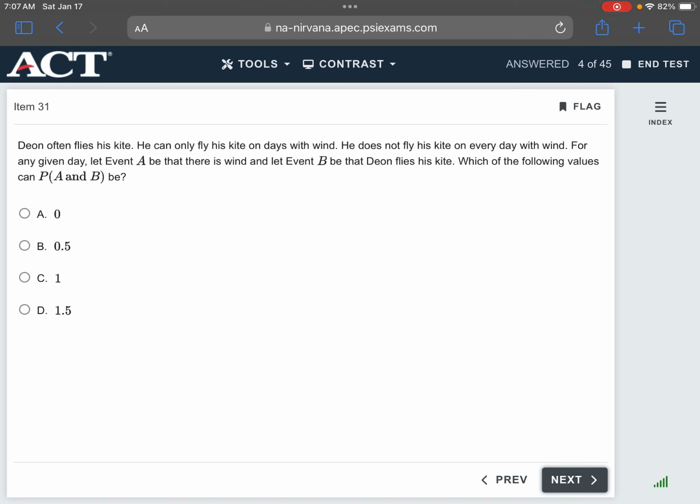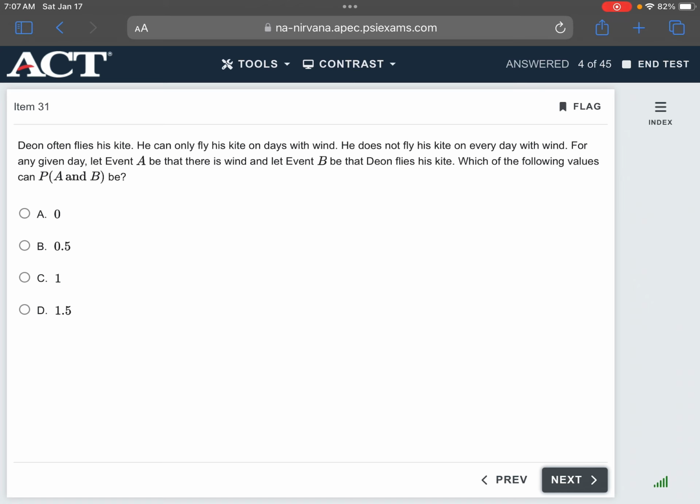We can see down there, it says the big P, representing probability. So the first event is that there's wind, and then the second event is that he flies his kite. It told us that even if there is wind, he doesn't fly his kite every day that there is wind. Then it says, which of the following values can P(A and B) be? So the probability that it's windy and that he flies his kite. If you look at our answer choices, I only have 0, 0.5, 1, and 1.5. And I go back up to the question, I don't have any numbers to do any calculations.